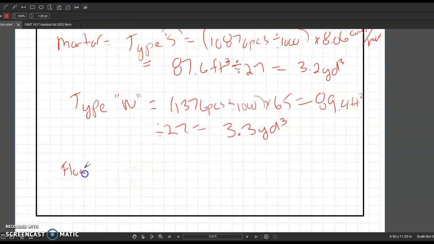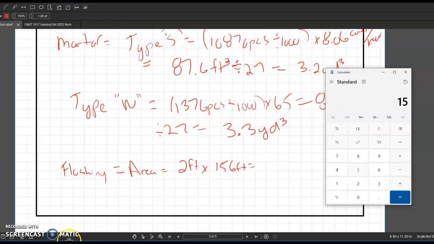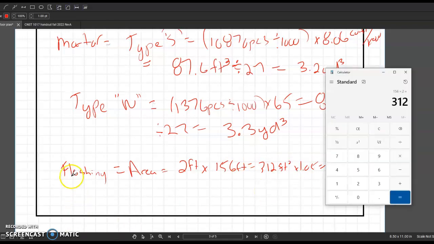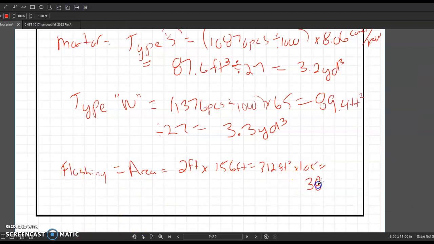Again, flashing. I'm looking for an area here, so we're going to be in square feet. The height of my flashing was 2 feet or 24 inches. The length around the building was 140 plus the extra from my windows, which worked out to 156 feet. Okay, so take 156 times the 2 feet. That's 312 square feet. There is a 5% waste factor, so we'll add that in here. 1.05. Let's just say 328. So 328 square feet of flashing.